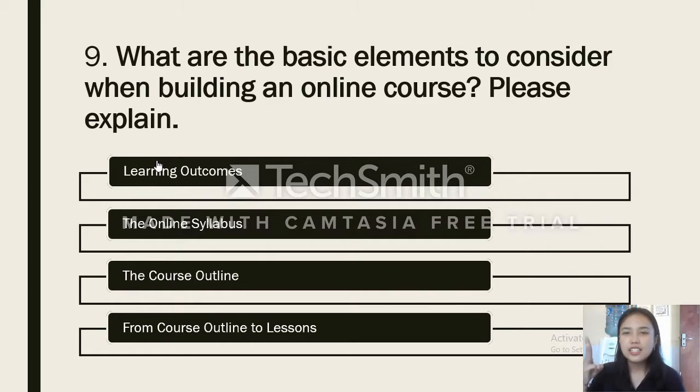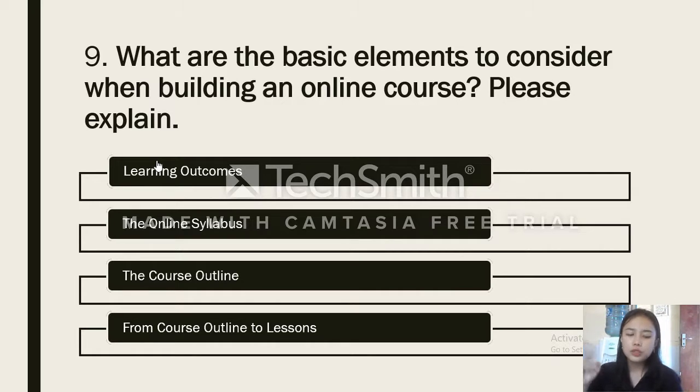The third basic element is the course outline. The online course outline is a calendar and a to-do list and presents a sequence of events, assignments, readings, activities, and course deliverables. The last basic element is from course outline to lesson. A good place to start is by considering these 3 areas. The first one, begin with the learning outcomes. The first in this case might be students will be able to outline the qualities of an effective promotional slide presentation on a given product.